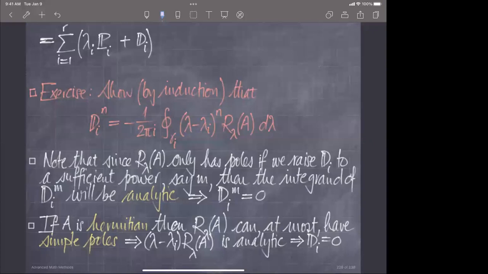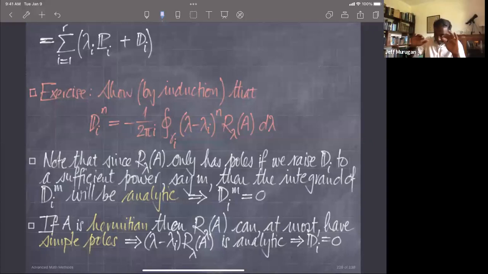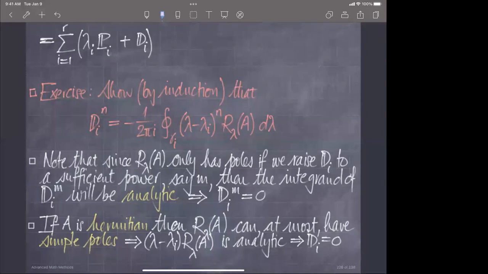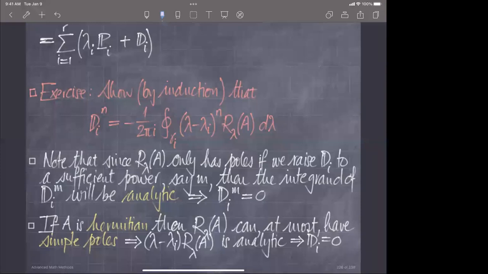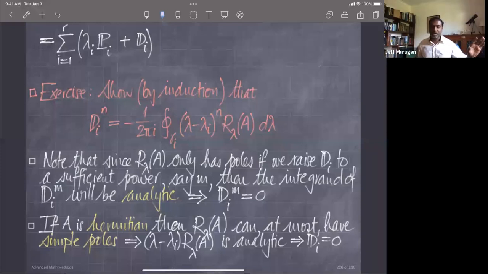So raise it to any power you want, and the only thing that's changing is the lambda minus lambda I in the integrand gets raised to that power. Agree? Good. So now my statement is the resolvent, the remaining factor in the integrand, only has poles by definition. And it has poles where the operator A has eigenvalues, so things that are the spectrum, right?